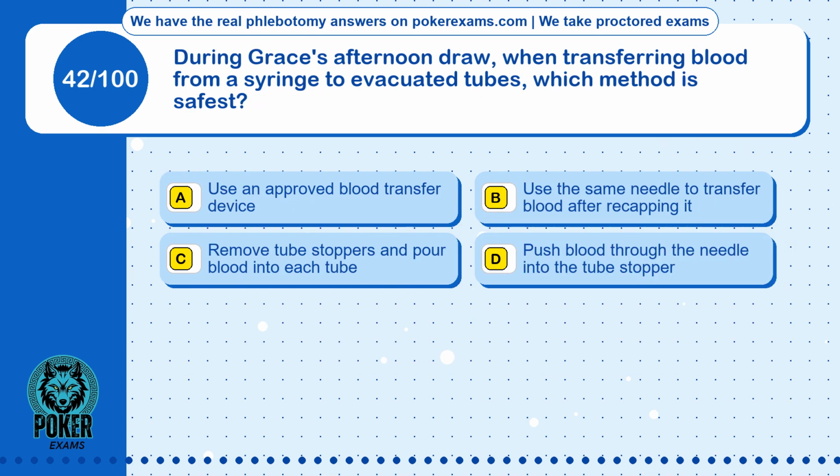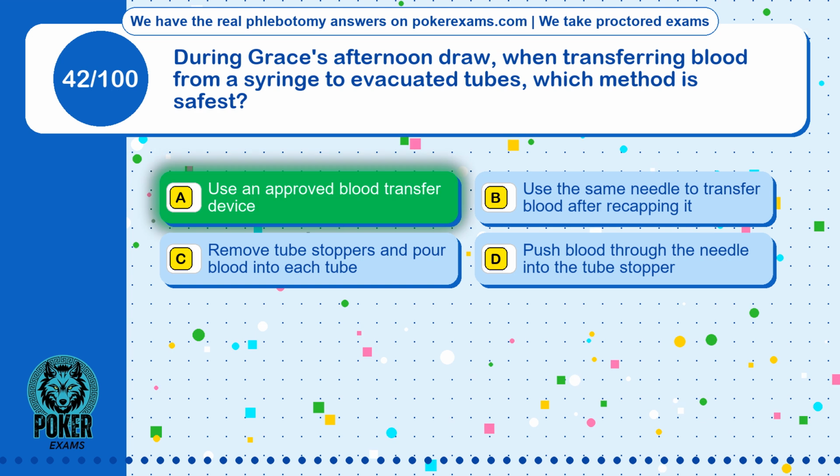Question 42. During Grace's afternoon draw, when transferring blood from a syringe to evacuated tubes, which method is safest? Option A. Use an approved blood transfer device. Option B. Use the same needle to transfer blood after recapping it. Option C. Remove tube stoppers and pour blood into each tube. Option D. Push blood through the needle into the tube stopper.